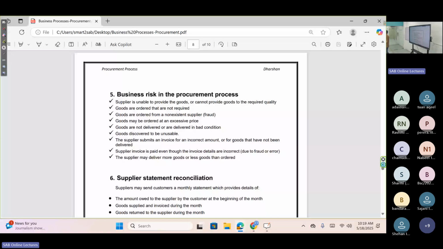But I can give the clue, the way of writing the answers for business risk in the procurement process. Take it from the first step: identification of need, quotation, PR, PO. Likewise, the process is there. Throughout the process, if you feel anything may go wrong, that is a risk. So let's say identification of need. Here I didn't mention that phrase. When you identify the need, the storekeeper or store manager may sometimes make mistakes.